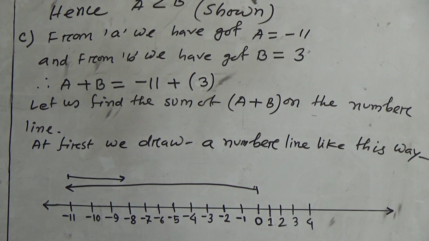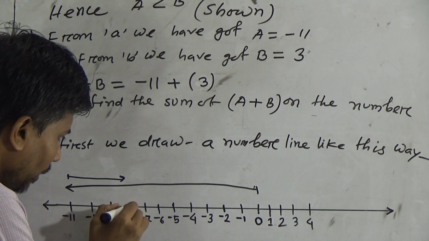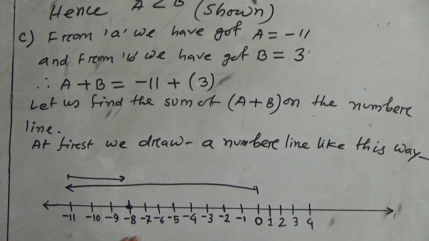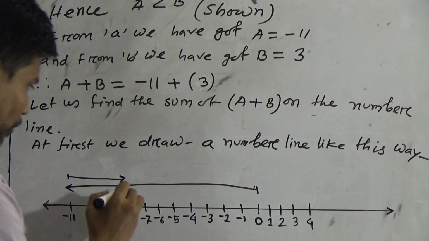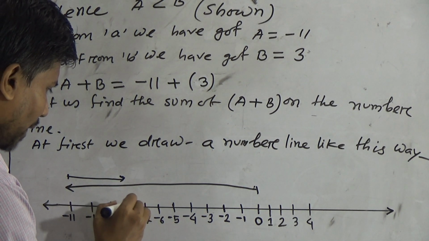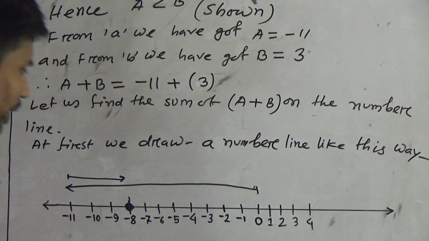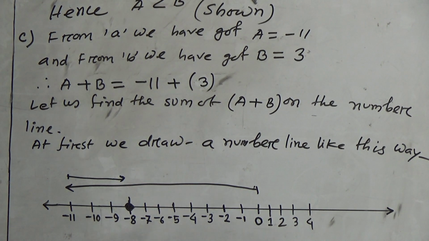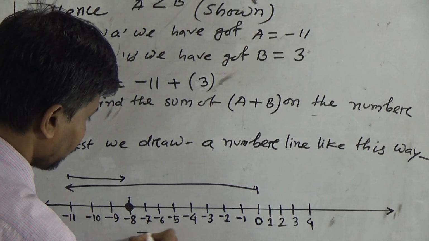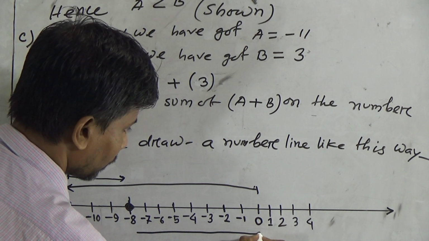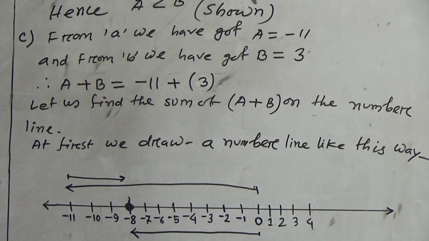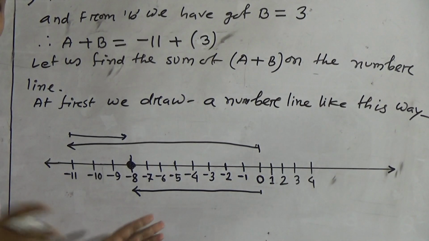Now say our result is what? Our result is minus 8. Okay, our result is minus 8. So I make a dark circle. But we have to identify that our result is minus 8, so you have to draw like this way again. This line indicates that our result is minus 8.